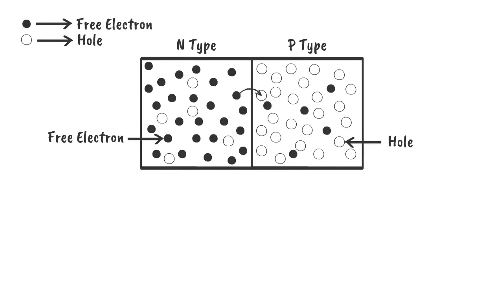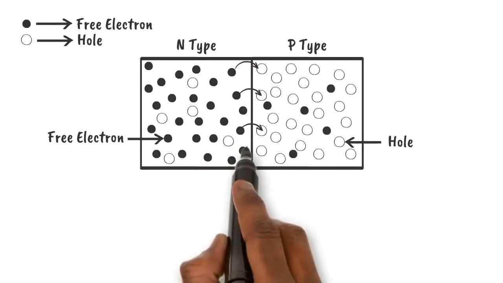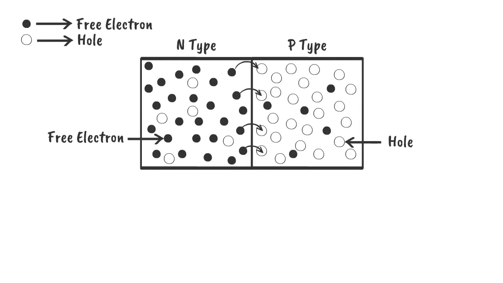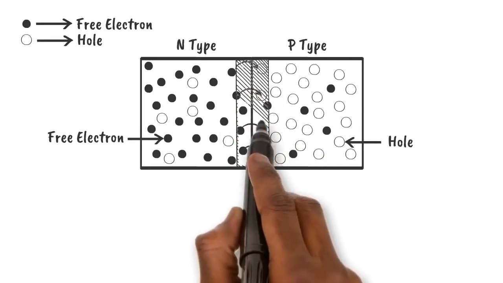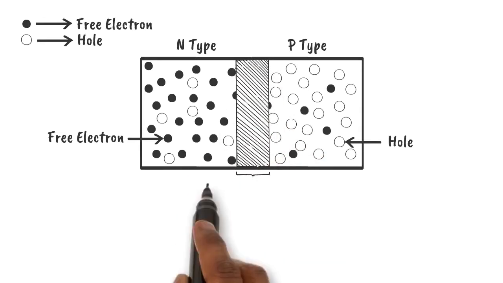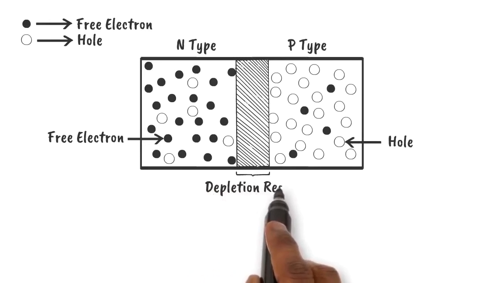Adjacent to this junction edge, free electrons in the N-type material will recombine with holes in the P-type material. As a result, there will be a lack of free electrons and holes across this region. This region is called the depletion region.